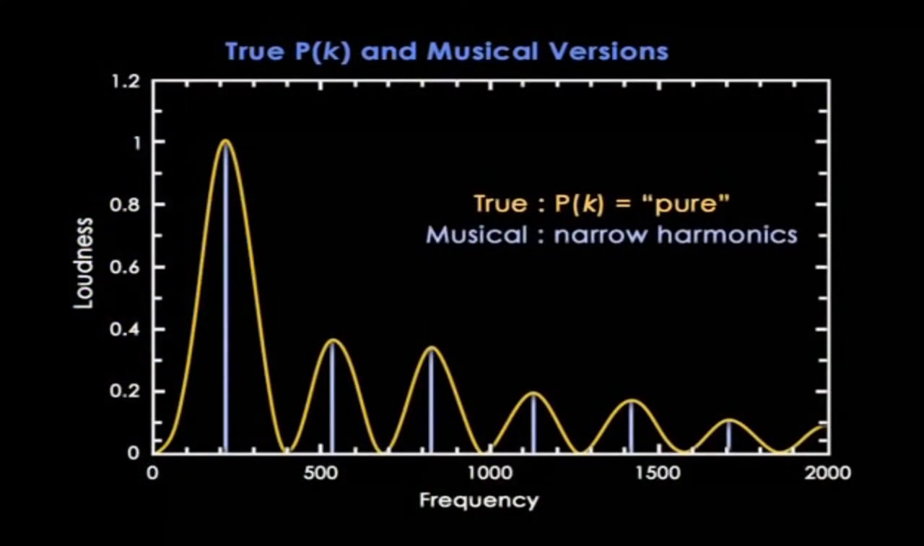Now, at this point, we can actually have a little bit of fun and artificially make the primordial harmonics narrow to see what a musical version of the sound would be like, keeping their pitch and relative intensity the same. Here it is.